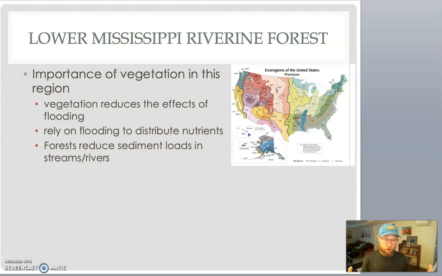When you remove those forests, more sediment gets into those streams and rivers, changes the conditions in the rivers, and has a big impact on those ecosystems. So these are three really vital functions that these forests perform for the Mississippi River. And again, lots of them have been removed over the last century or so, and so we've seen some negative impacts of flooding, the nutrient loading in those rivers, and the sediment loading.